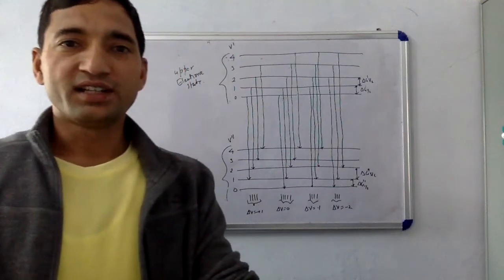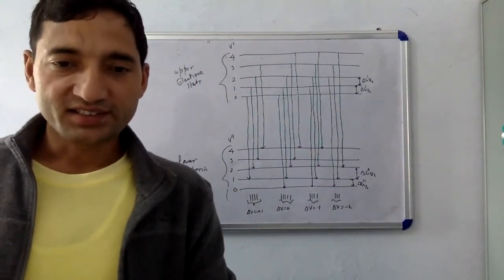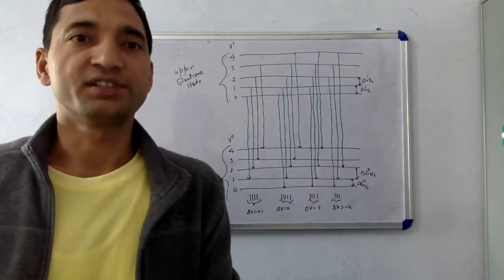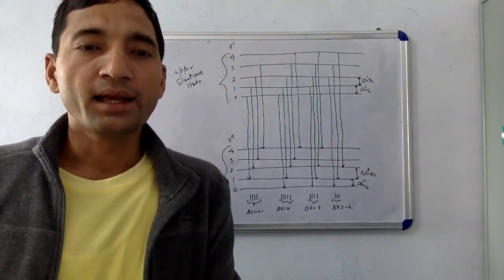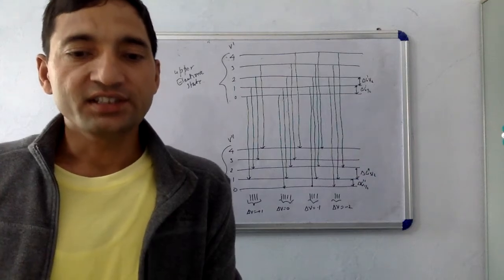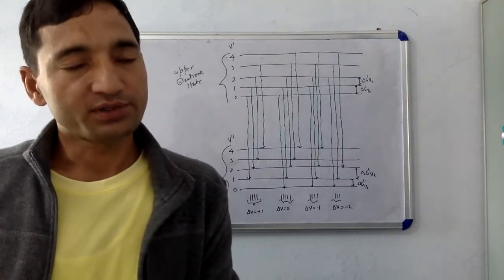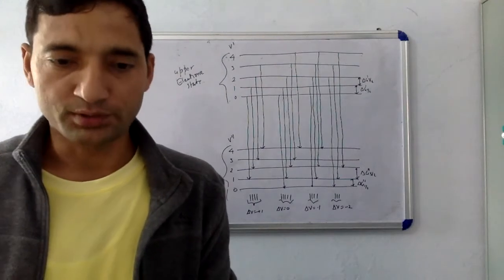Hello to everyone. Today I will be discussing the vibrational structure of electronic band system in emission spectroscopy. An electronic transition involves a change in all three energies of the molecule: electronic, vibrational and rotational.